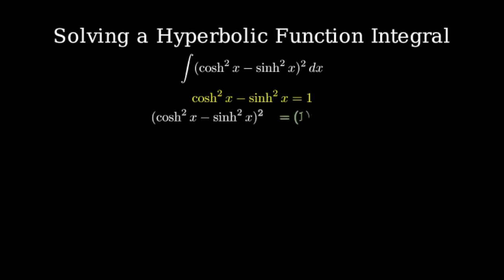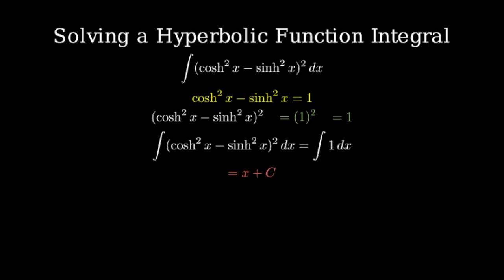Looking at our integral, we can see that we're squaring the expression cosh²x minus sinh²x. This means our integral simplifies to the integral of 1 dx. And we know that the integral of 1 dx is simply x plus c, where c is our constant of integration. Let's verify this is correct by looking at the steps we took.